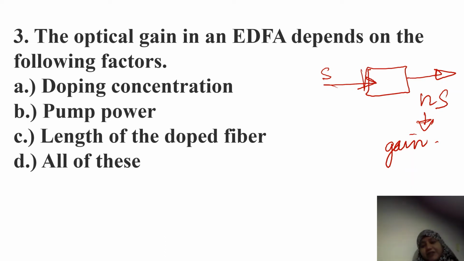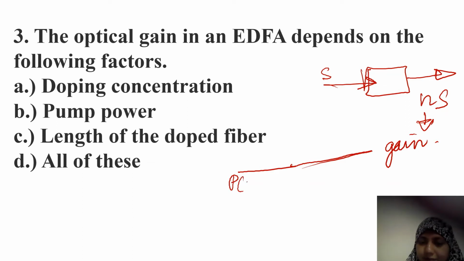First of all, for amplification, what do we need? Population inversion. So when will the population inversion be more? When there is a lot of doping concentration. So the more the doping concentration, the more will be the gain. That is, gain will be dependent on the doping concentration. Then again, the pump power. The pump is used to pump the atoms in the ground state. The pump will be absorbed by the atoms in the ground state, and they go to the excited state. So the more the pump power, the more will be the gain, and also the length of the doped fiber. So the pump power depends on the length of the fiber.